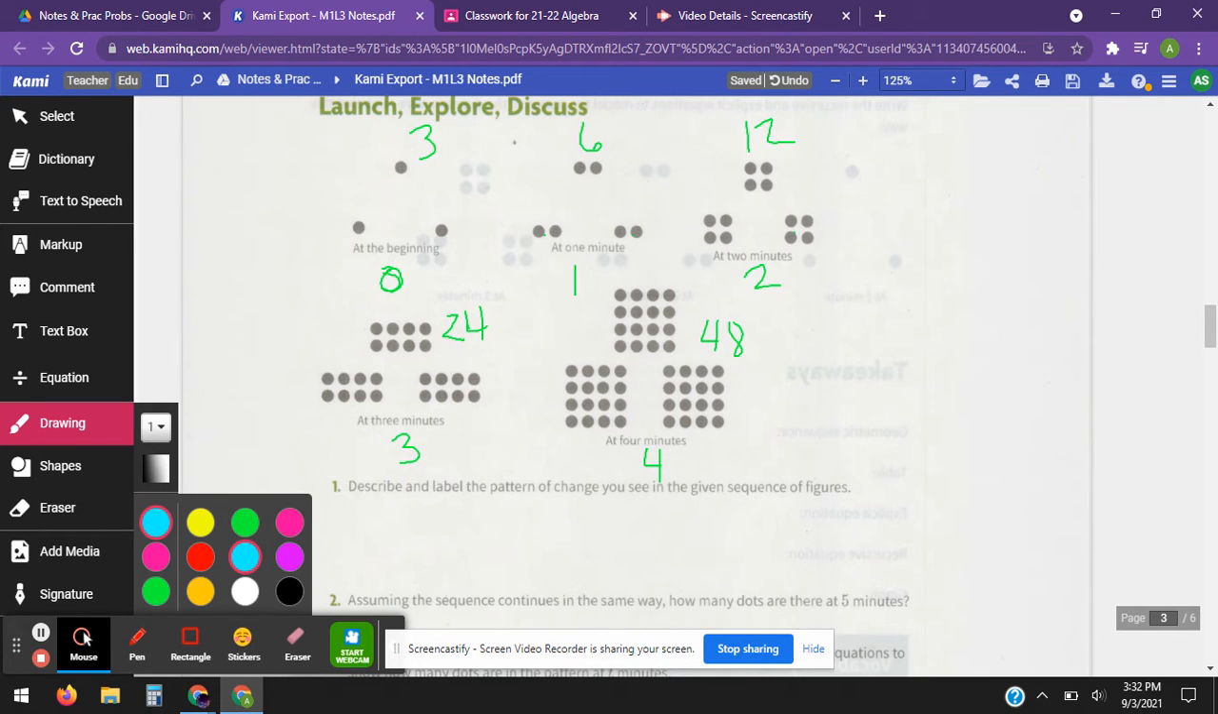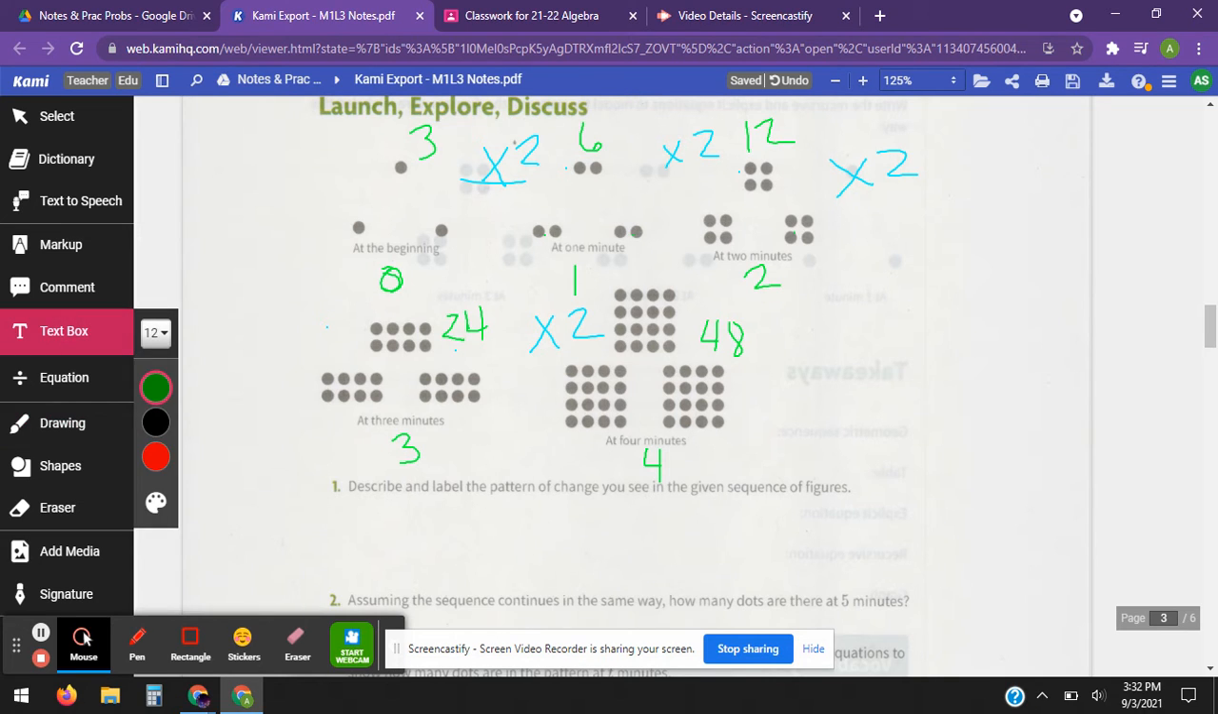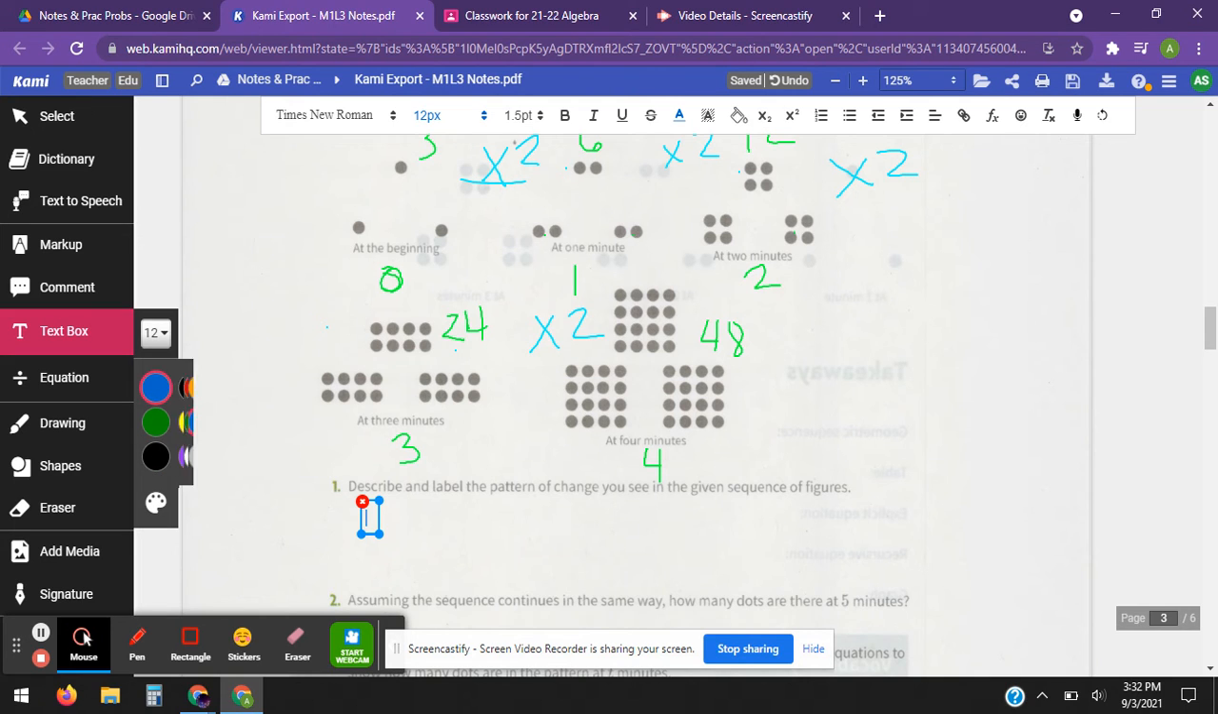Well, I'm noticing that I can either do a +3 or a ×2. Well, plus 3 does not give me 12, but a times 2 gives me 12. So if I do a times 2, times 2, times 2, that gets me 24, and a times 2 gets me 48. So, my text box here, I see that each minute doubles, or a times 2, to the previous.